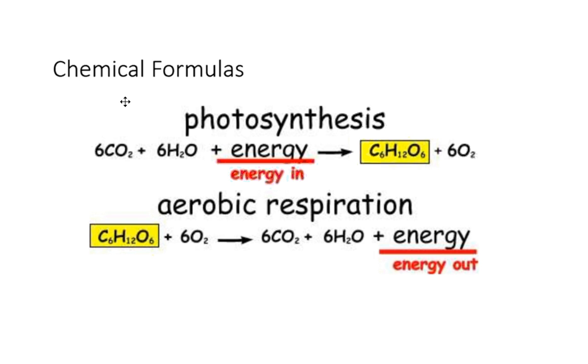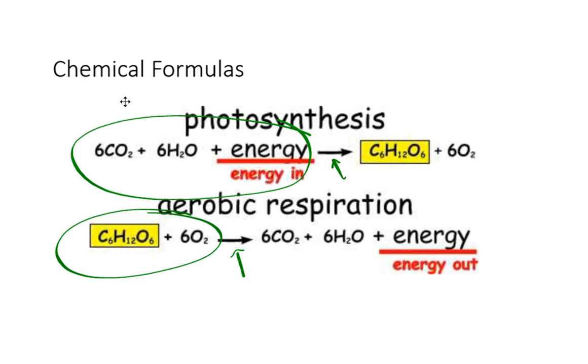Chemical formulas can also be written out like this, and this is the reaction for photosynthesis and aerobic respiration. You see a couple things here. You see this arrow in the middle. This arrow basically is saying when it reacts, this is what happens, or as it reacts. And notice you have two sides. You have everything on the left of the reaction, and you have everything on the right of the reaction.